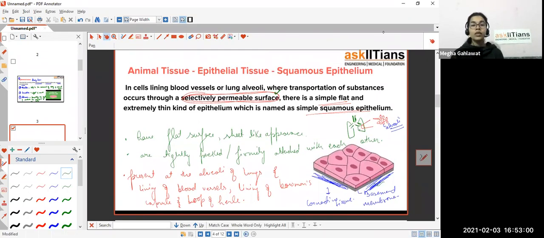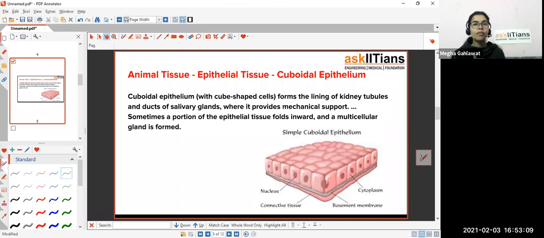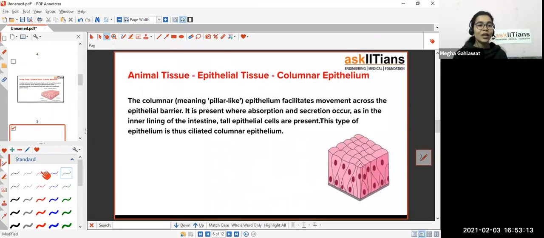Apart from that, we have the columnar epithelium. Columnar epithelium, which is next, I guess. Oh no, we have the cuboidal. Well, you know what? We'll come back to the cuboidal. We'll have the columnar epithelium first because this is my favorite. Okay. Why is it my favorite?